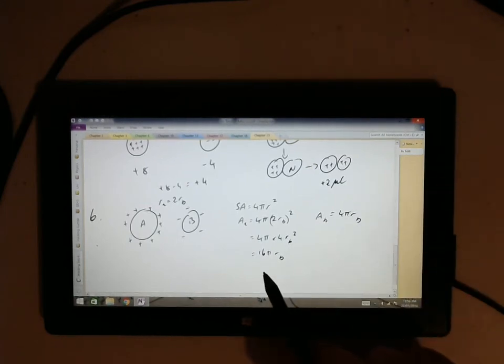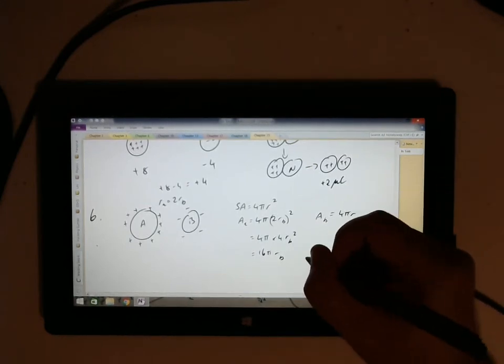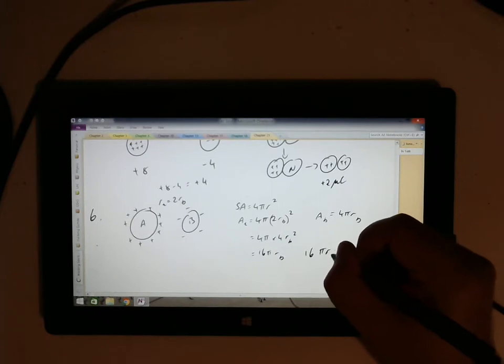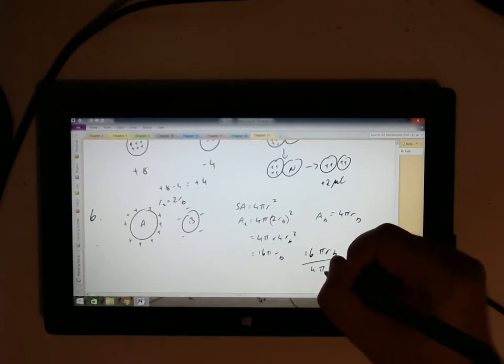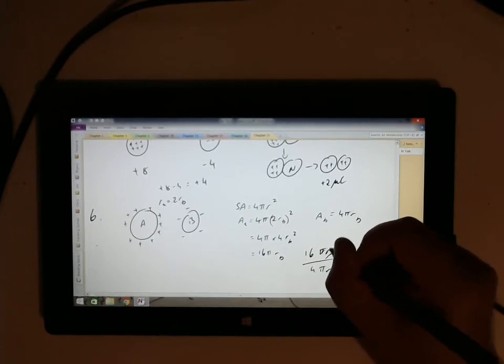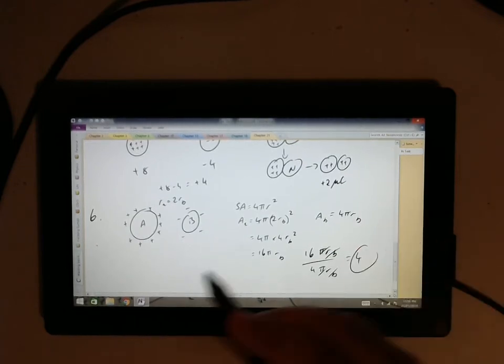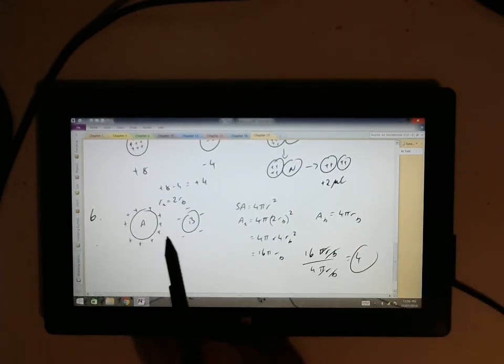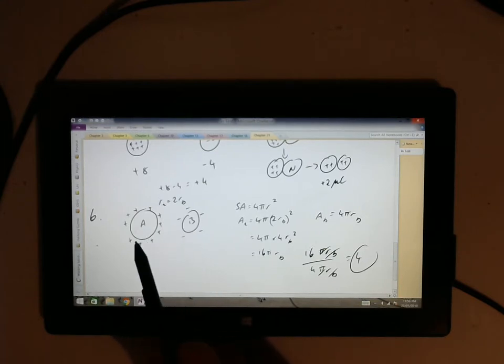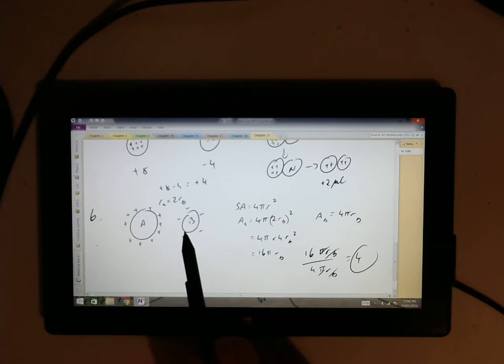Now, let's see how much bigger is that compared to that. 16 pi rb squared over 4 pi rb squared, cancel, cancel, 16 over 4 equals 4. So, this area is 4 times the size of this area. This sphere can take 4 times as many charges as this sphere.